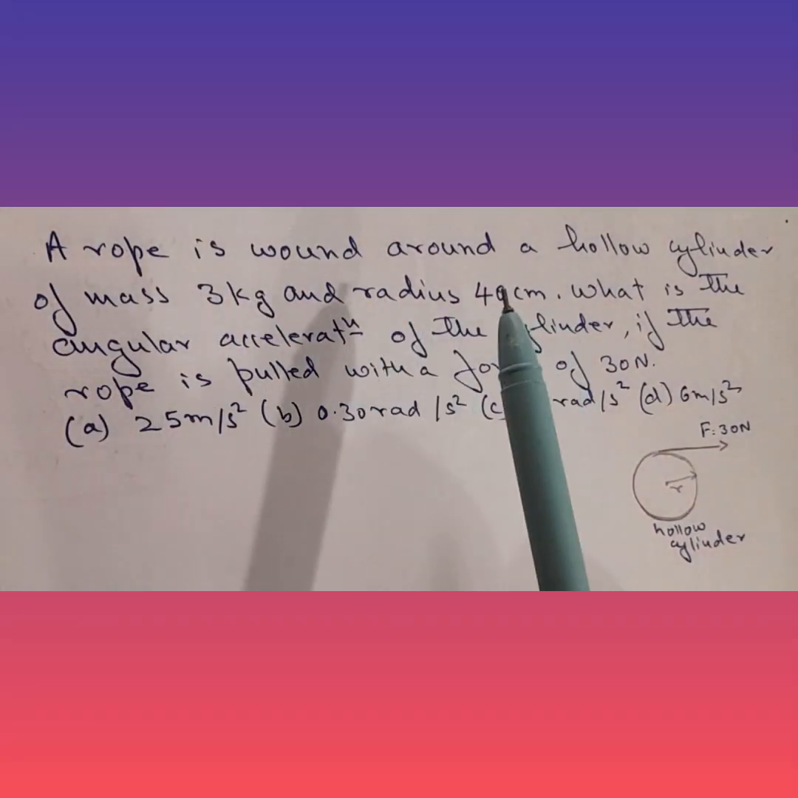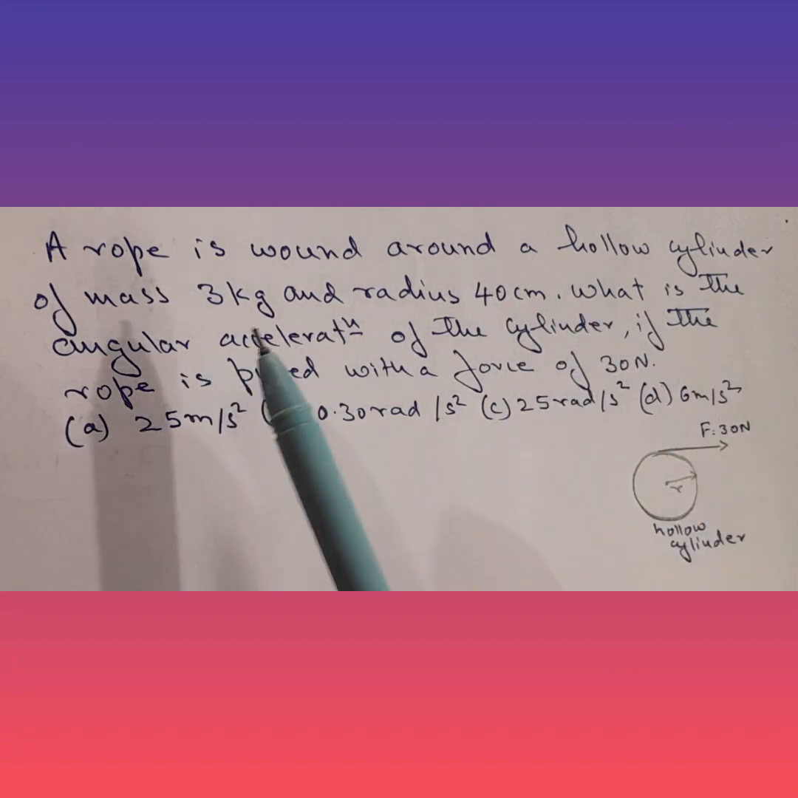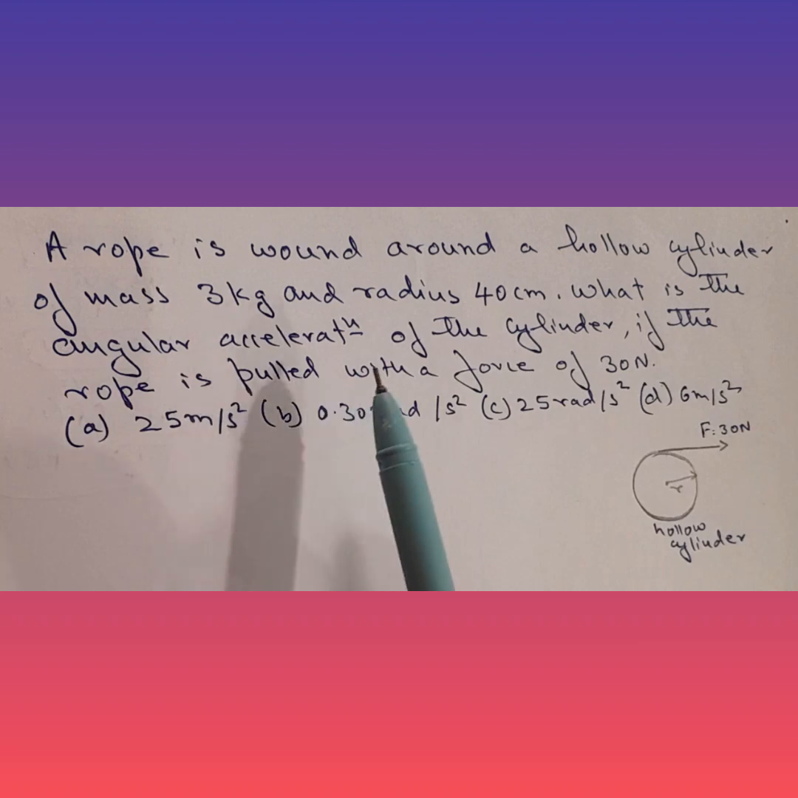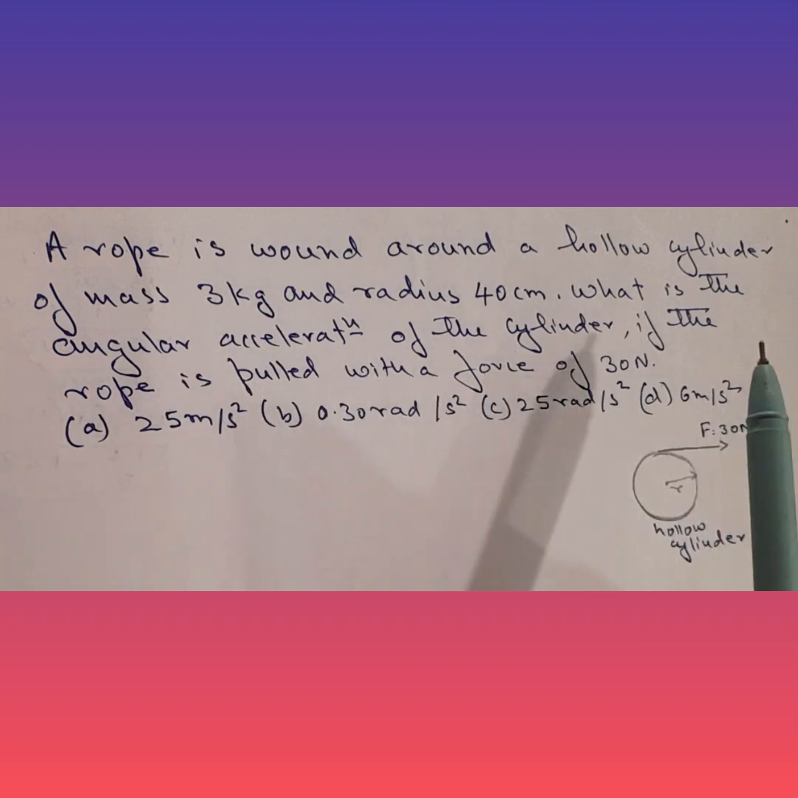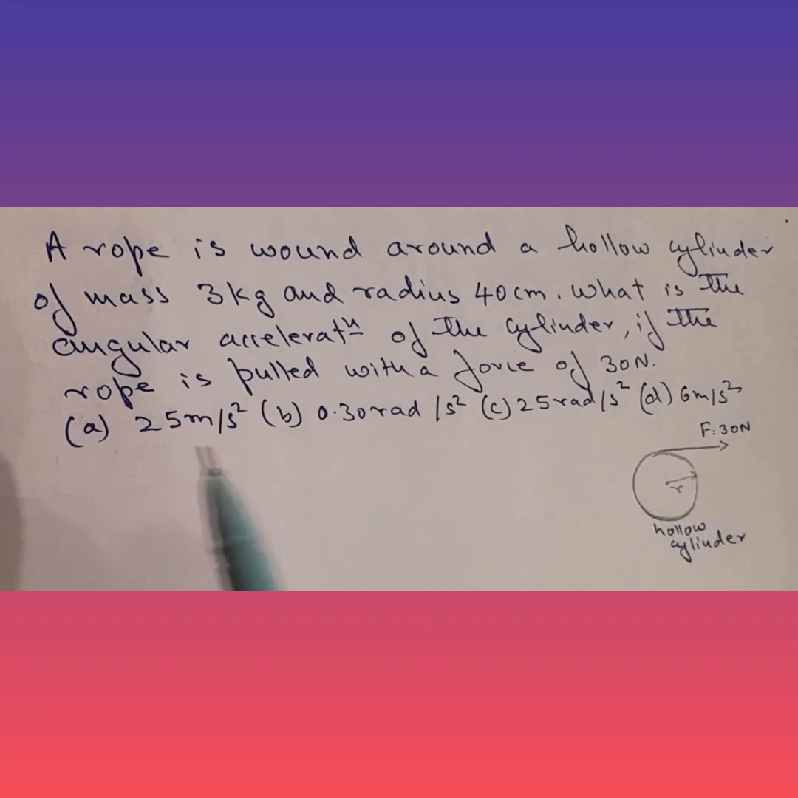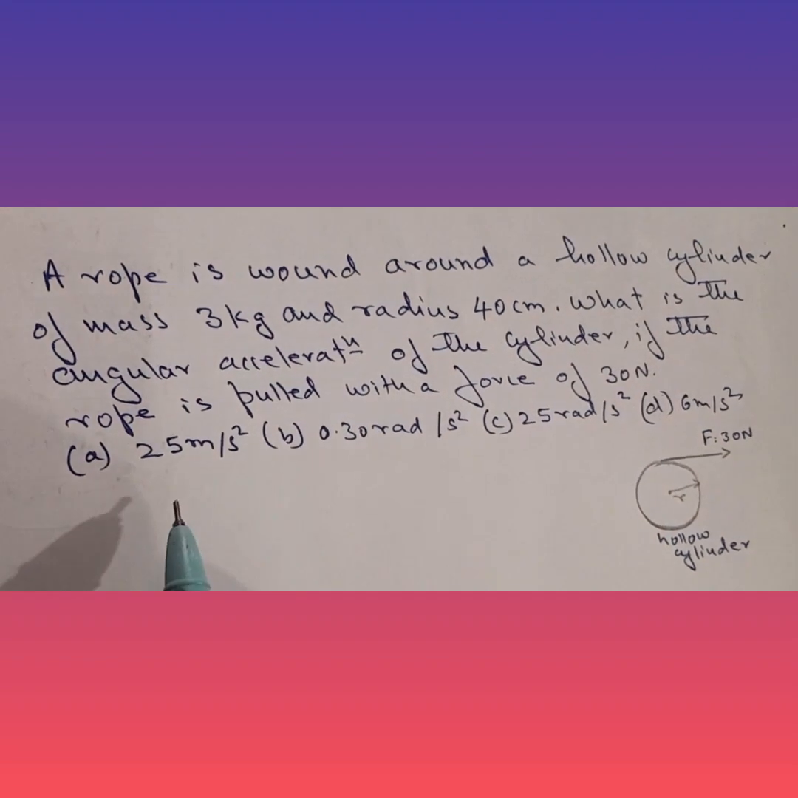A rope is wound around a hollow cylinder of mass 3 kg and radius 40 cm. What is the angular acceleration of the cylinder if the rope is pulled with the force of 30 Newton? The options are these. Now mind you, you have radian per second square and meter per second square. So you have rotational as well as linear units. Alright, let's understand how we do this.